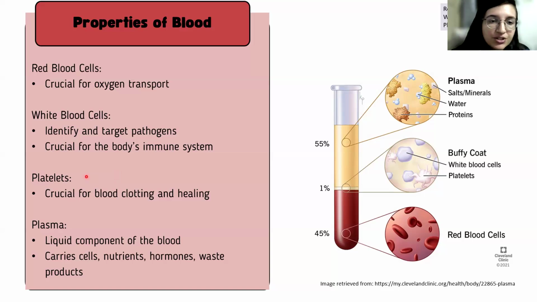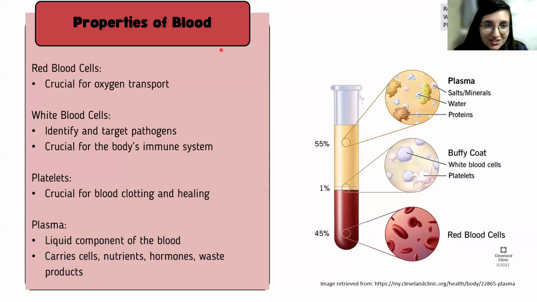Okay. And next we go to platelets. So platelets are crucial for blood clotting and healing. When you have a cut, you see a scab forming, right? You see the blood clots. How does that happen? This is where platelets come in. Platelets are responsible for blood clotting and healing. And lastly, plasma. So plasma, again, is the largest component of the blood. It's here, the liquid part. And this part carries salts and proteins and hormones and waste products. So that's its function. It carries all these things.